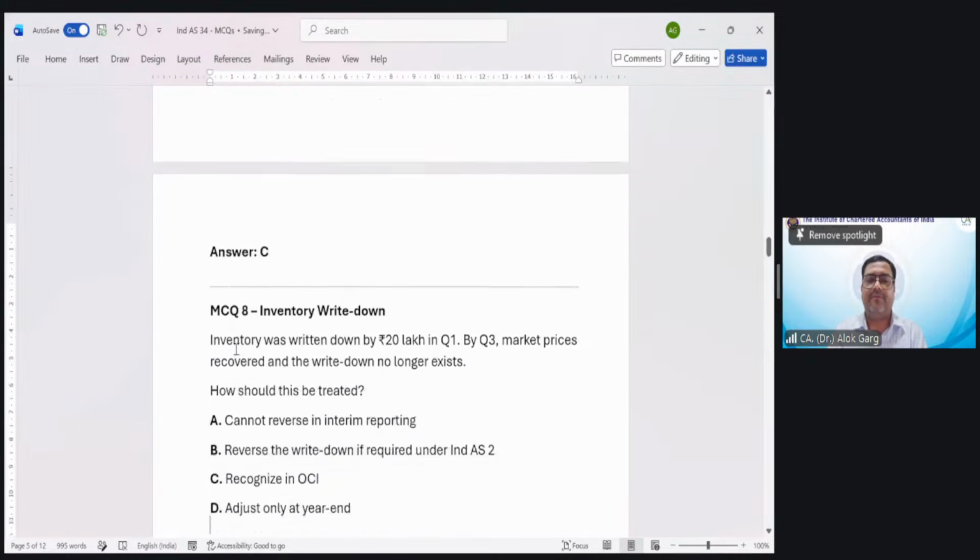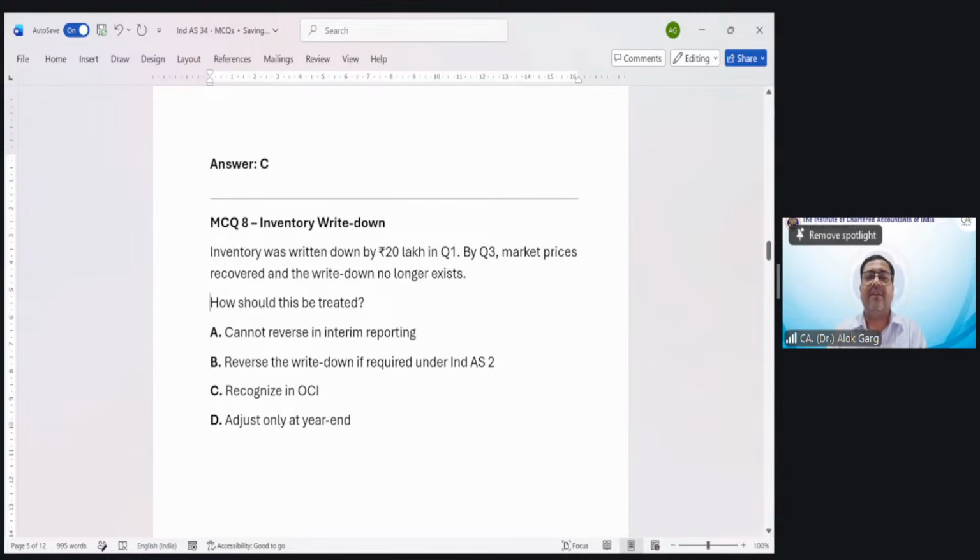Inventory write down, impairment of inventory. Inventory was written down by 20 lakh in quarter 1. By quarter 3, market prices recovered and the write down no longer exists. So there was an impairment in quarter 1 on inventory; in quarter 3 the prices have gone up beyond that. How should this be treated? A: it cannot be reversed in interim reporting. B: reverse the write down if required under Ind AS 2. C: recognize in other comprehensive income, adjust only at year end. What is the right answer?